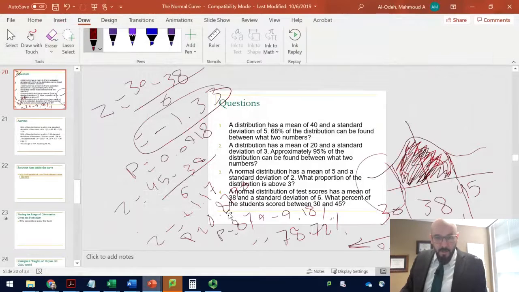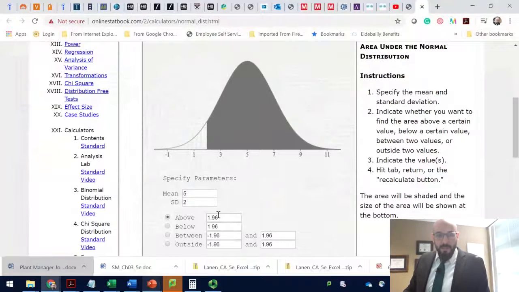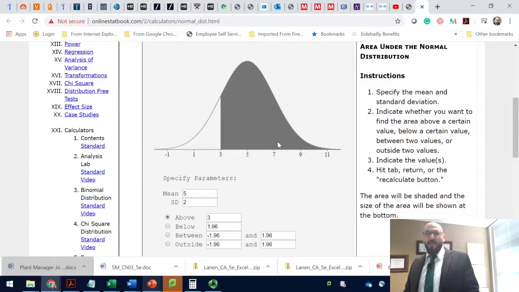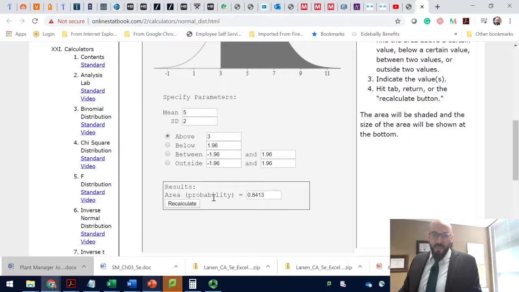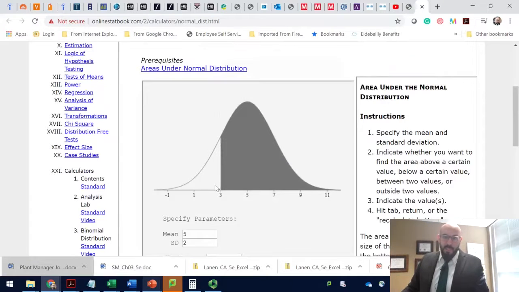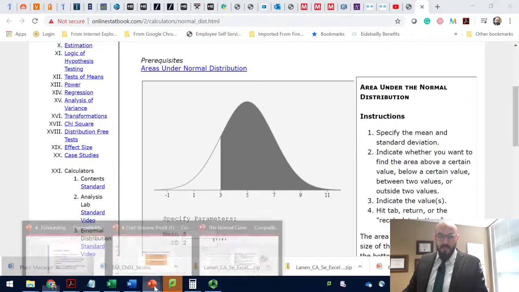the area above 3. The nice thing about this is it's kind of a simulation where you see the shape of the normal curve. Here we have 5 as the mean, 2 as the standard deviation, and we're trying to find the area above the score 3. This will give you the area, or the probability, to be 84.13, which is this area right here. Okay, let's use this website to solve the other question.